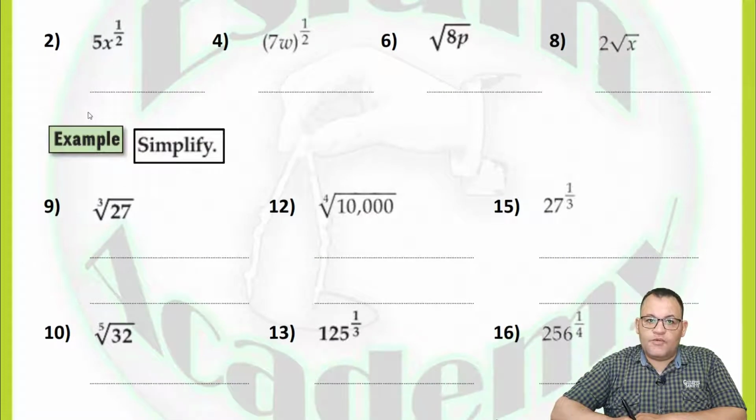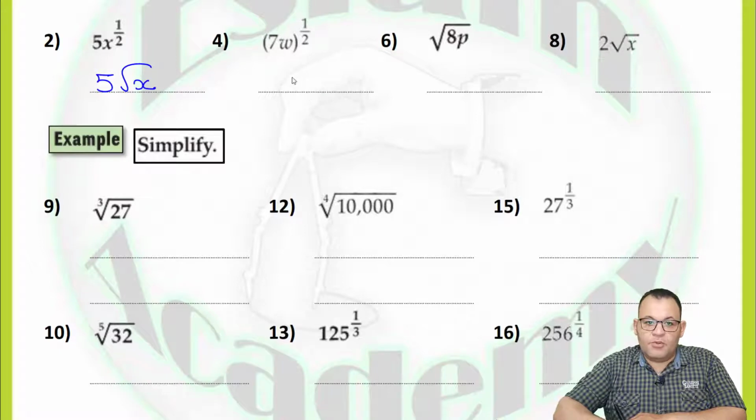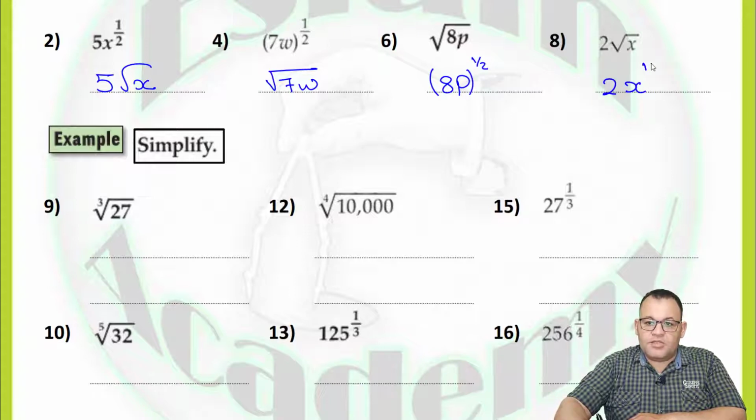5x all to the power 1 over 2. The power 1 over 2 is now on x, so we can write it as 5 times root x. 7w all to the power 1 over 2. The power is now on 7w, so we can write the square root of 7w. Now we have the square root of 8p, so it will be 8p all to the power 1 over 2. 2 times root x: because we have 2 outside the square root, it means the power is only on x. So we can say 2 times x to the power 1 over 2.